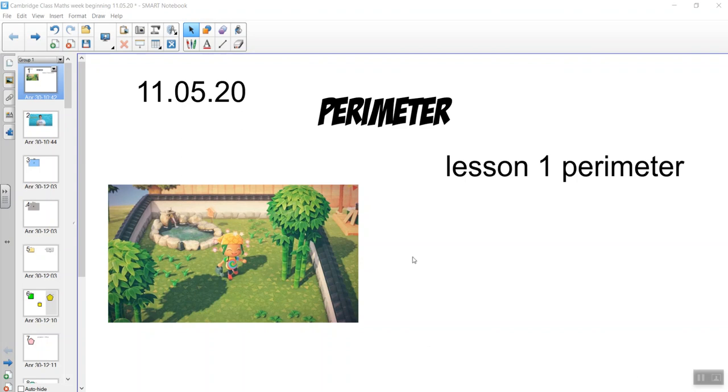Hello, Cambridge class. This week we're going to have another look at perimeter. We're going to do a few lessons on how to measure and how to calculate perimeter.